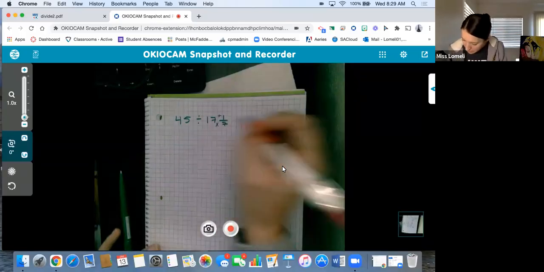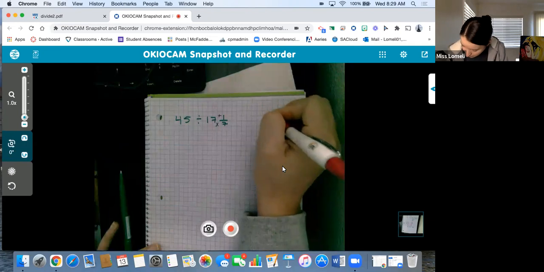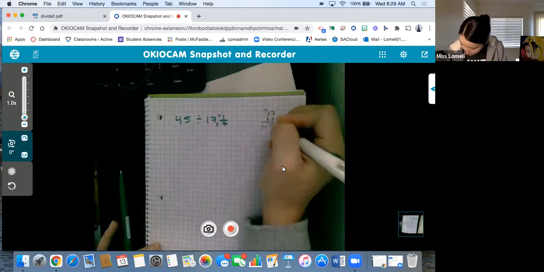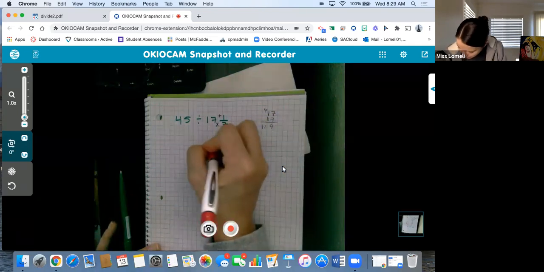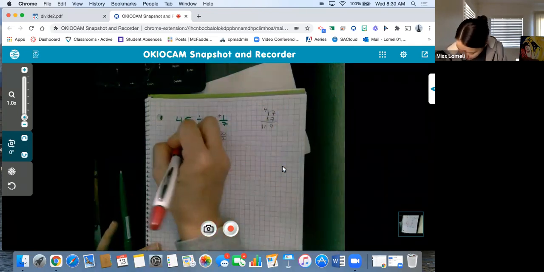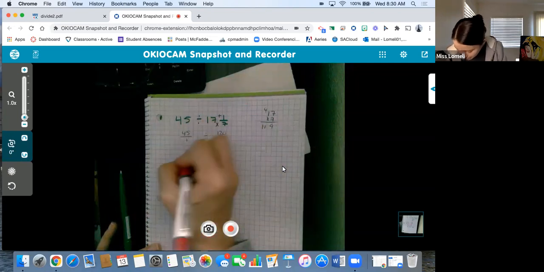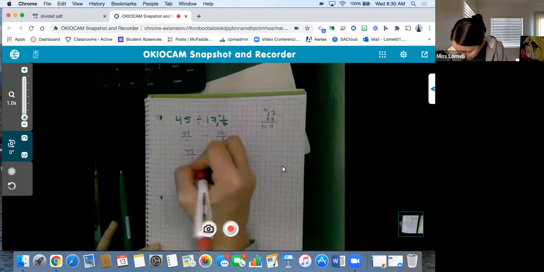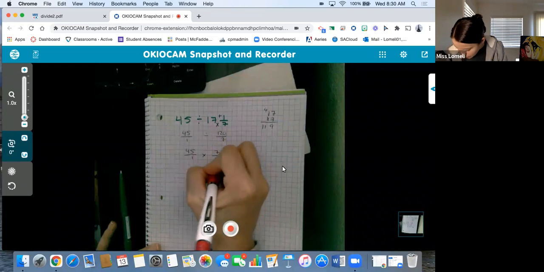17 times 7, I don't know what that is. I'm going to go on the side: 49, carry the 4, 7, 11. So 120 over 7 divided by 45 over 1. So 45 over 1 times 7 over 120.